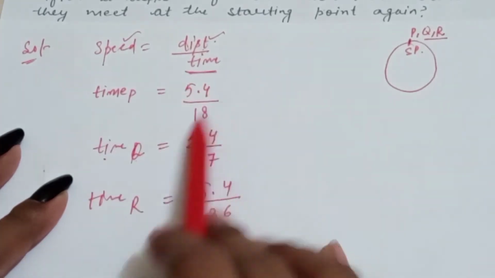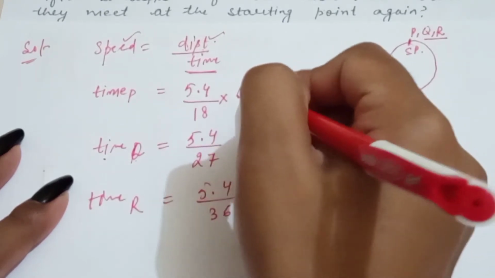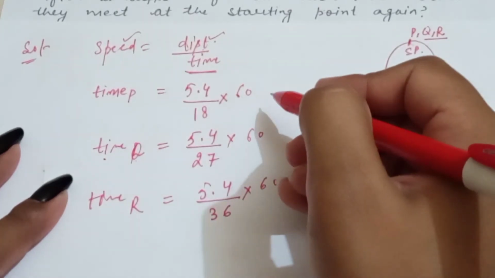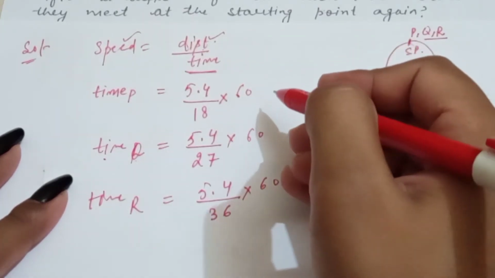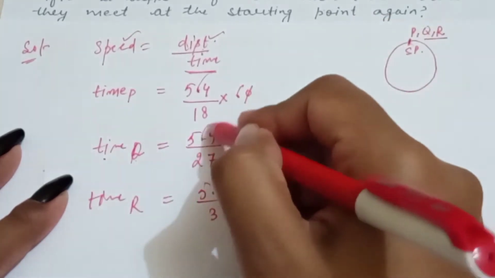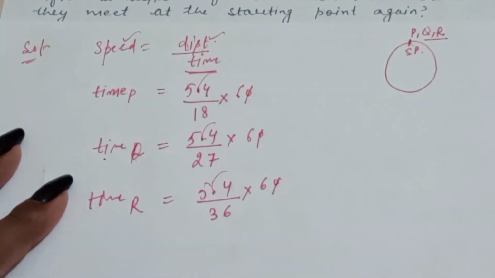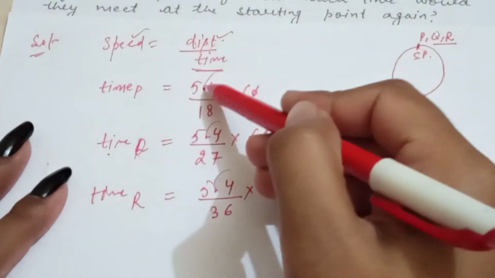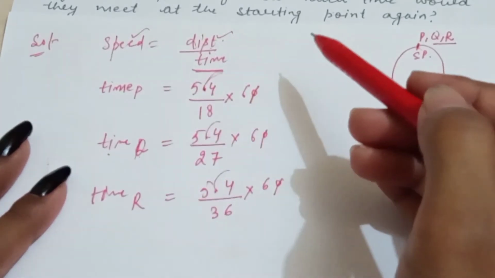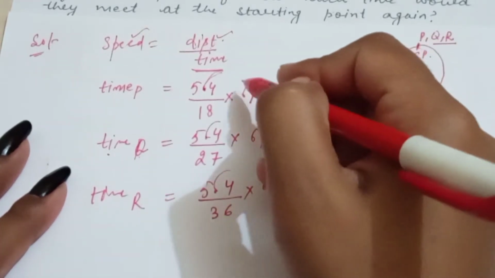Now this time period is in hours. We will convert it into minutes. Multiplied by 60, and this 0 is cancelled out by this. After performing simple calculation, this decimal will be cancelled by this 0. We will solve these values.